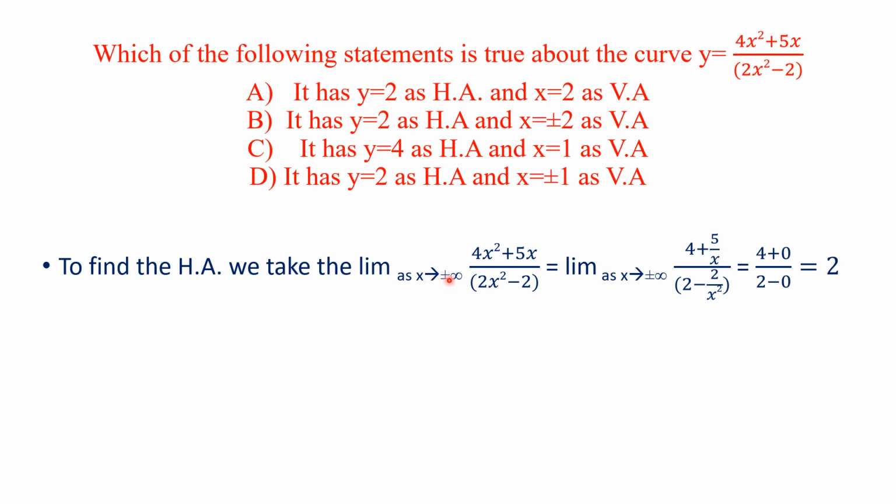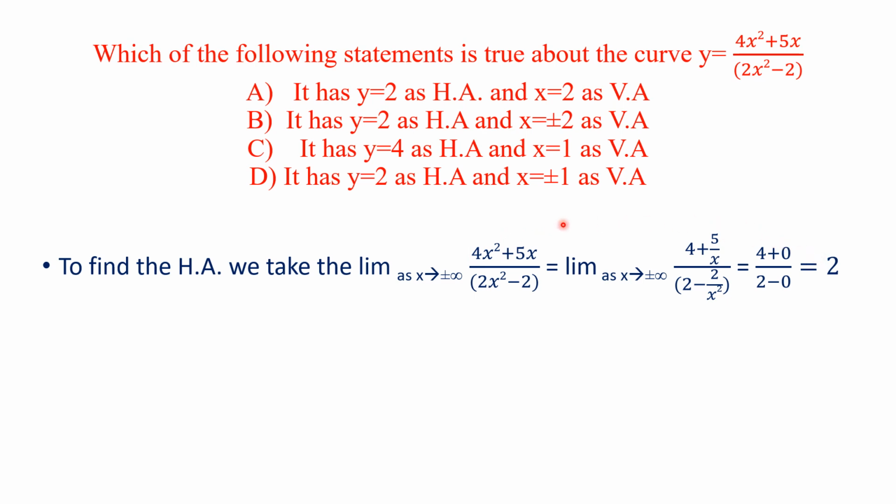So luckily we have a polynomial on the numerator and a polynomial on the denominator, and the degree of both polynomials is the same. On the top, the largest degree is 2. On the bottom, the largest degree is also 2. So we can find the horizontal asymptote by inspection, by just taking the ratio of the coefficients of the terms with the largest exponents. In this case, we have 4 divided by 2, and the answer will be equal to 2.